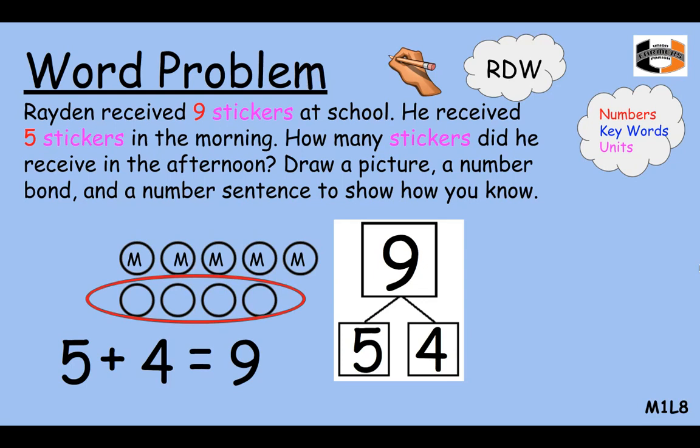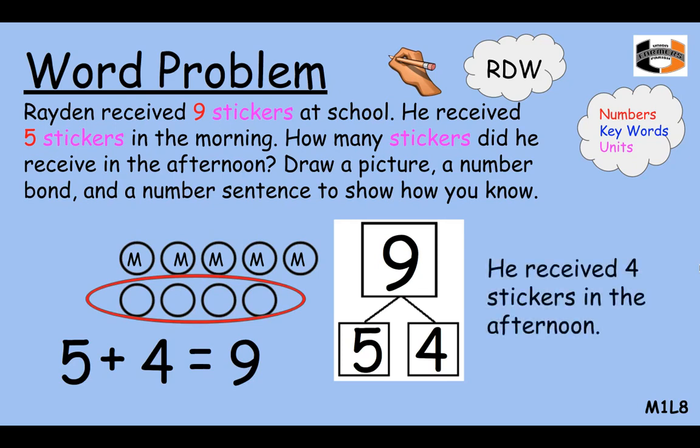A statement, that's right. The question is, how many stickers did he receive in the afternoon? And we know the answer now. He received 4 stickers in the afternoon. So we could go back and put A's in those 4 circles to show that those are the stickers he received in the afternoon. Good work.